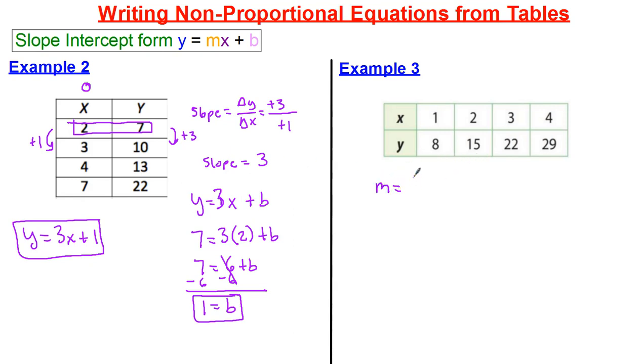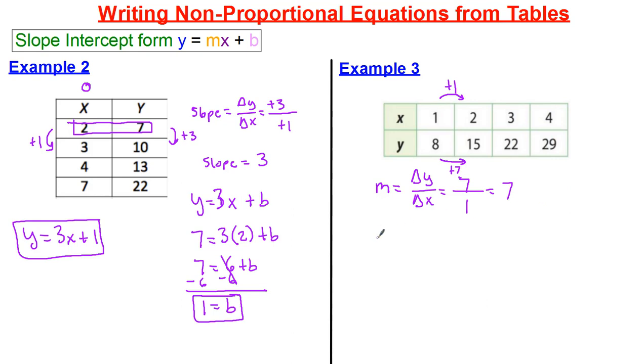Instead of writing slope, I'm just going to write m, change in y over change in x, is going to be equal to, so my change in y here, I go from 8 to 15. So all I basically have to do is 15 minus 8, which will give me 7. So that's plus 7. So my change is going to be a positive 7. And then from 1 to 2 is plus 1. So this is going to be 1. So my slope is going to be equal to 7.